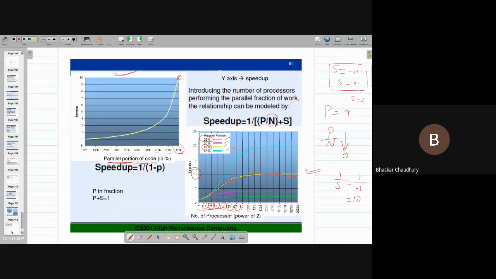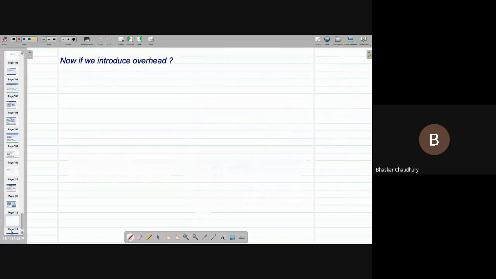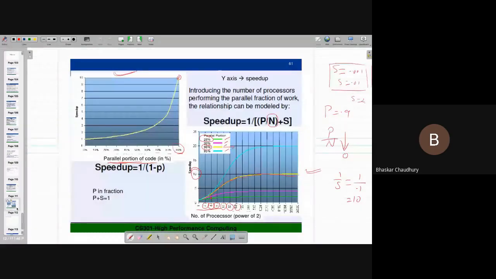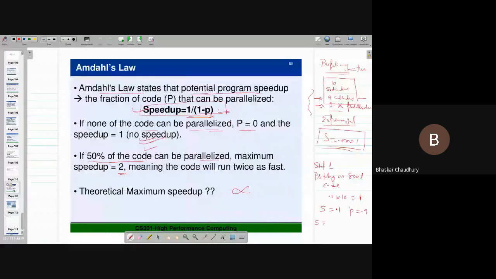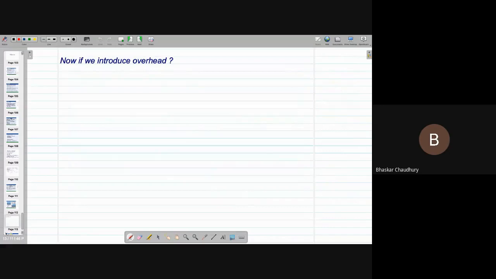Okay. Now, let me bring in the overhead part. Till now, in whatever discussion we have done in terms of Amdahl's law particularly, at no point have we considered overhead. But in the very beginning, we discussed that there are overheads. In fact, there is always overhead when you are talking about parallel computing. So now let's bring that back and do a better analysis.